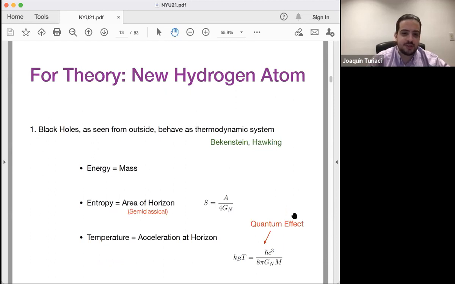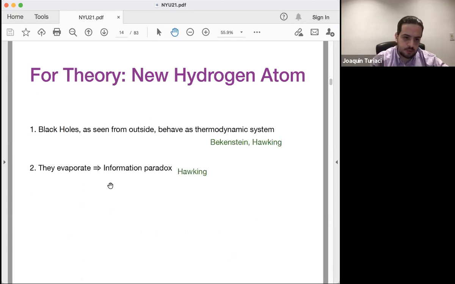Because they're interesting for several reasons. First, as seen from outside, black holes behave as thermodynamic objects. They have an energy, an entropy related to the area of the event horizon, and they have a temperature given by this expression. And there is an h bar here, so you can see that it's a quantum effect. Second, because they have a temperature, they evaporate, and this leads to the information paradox, which basically says that if some information falls into a black hole, and classically nothing can escape, but it can radiate and evaporate completely, then where did the information go? Basically, that's the paradox.